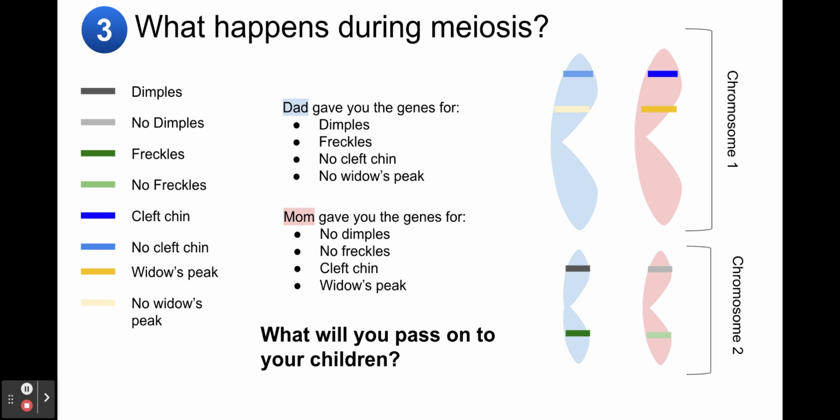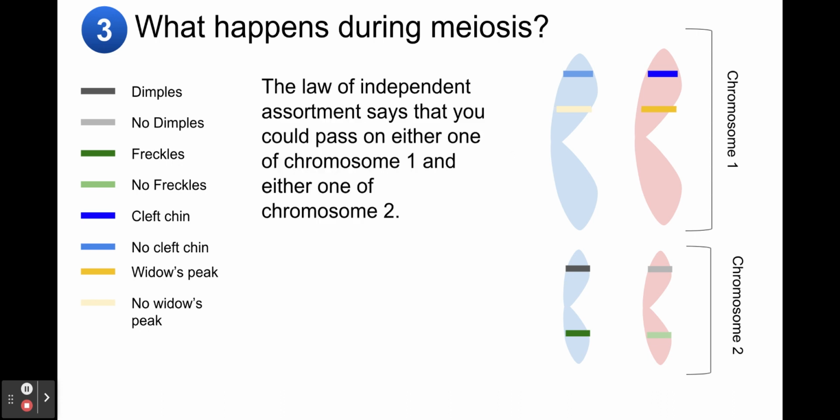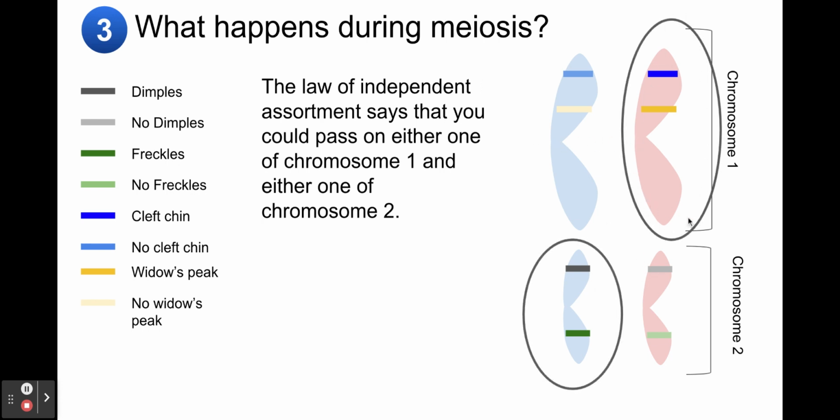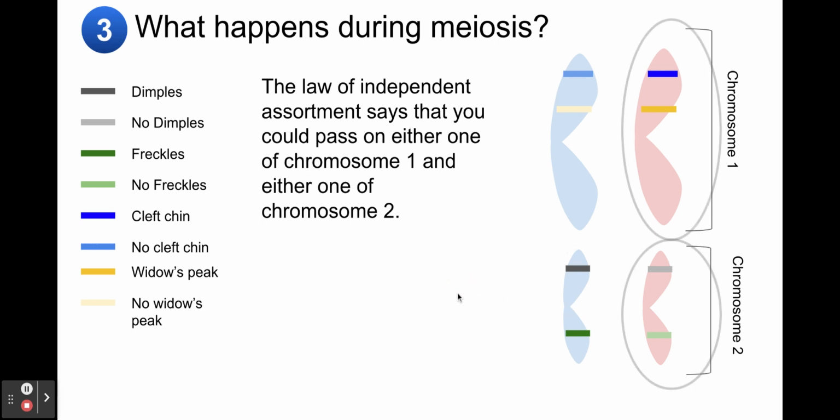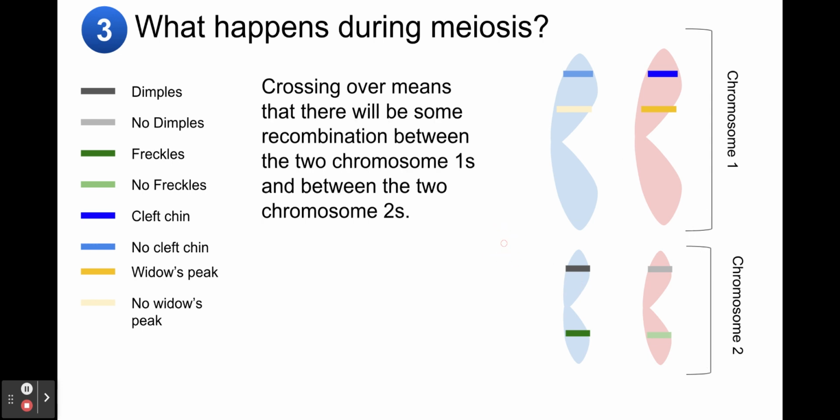Because remember, you're only going to pass on 1 copy of chromosome 1 and 1 copy of chromosome 2. So which one will you be passing on? Well, the law of independent assortment says that you could pass on either one of chromosome 1 and either one of chromosome 2. So you could pass on this copy of chromosome 1 and this copy of chromosome 2, or you could pass on both of the maternal ones, this one from chromosome 1 and this one from chromosome 2. And then these other 2 chromosomes just never get passed on. You have that info, but you don't pass it on to your kids.